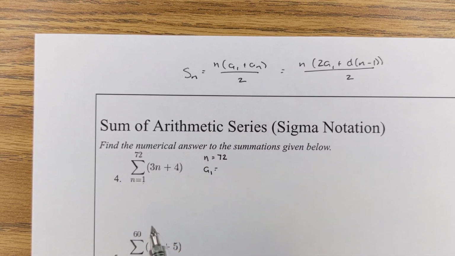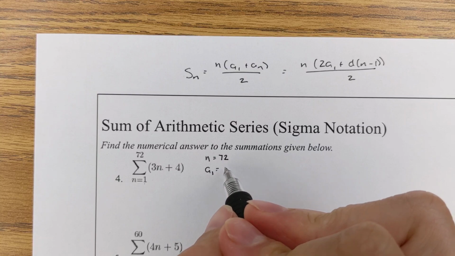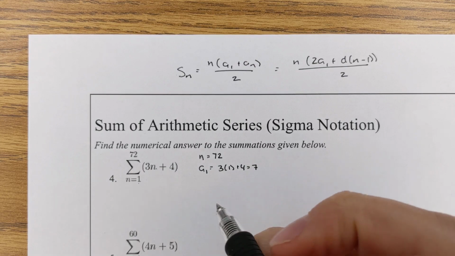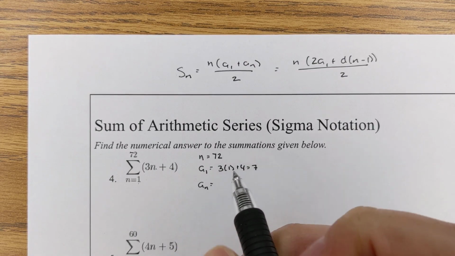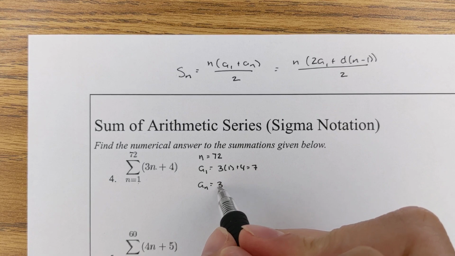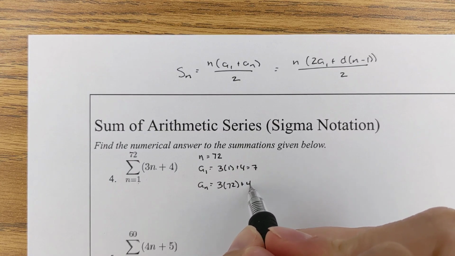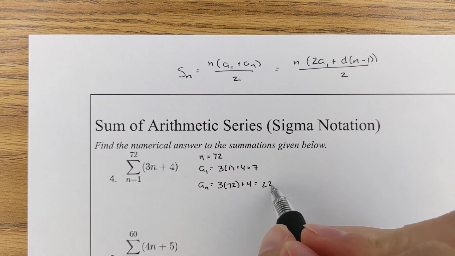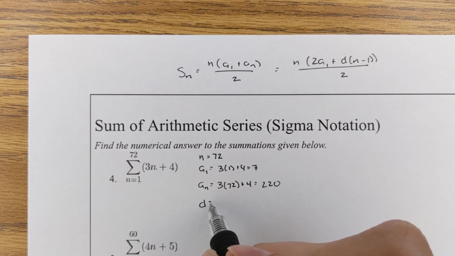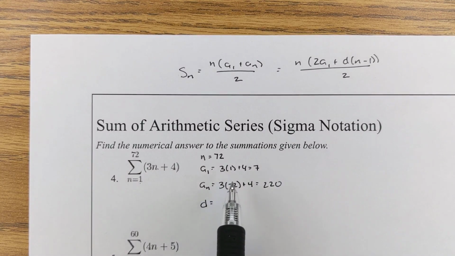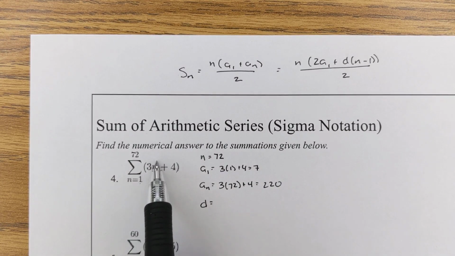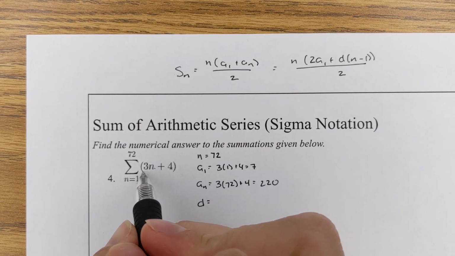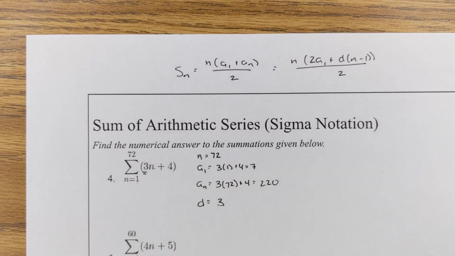To get a1, we're going to plug 1 into our equation. So this would become 3 times 1 plus 4, so a1 is 7. If we wanted to find an, in this case that's a72, it would be 3 times 72 plus 4, which is 220. Now, if we wanted to find the common difference, we can do it one of two ways. We can actually work out what a2 is, so by plugging 2 in, that'd be 6 plus 4 is 10, and then to go from 7 to 10 is 3. But there's a faster way. This coefficient right here is always the value for d, so 3.